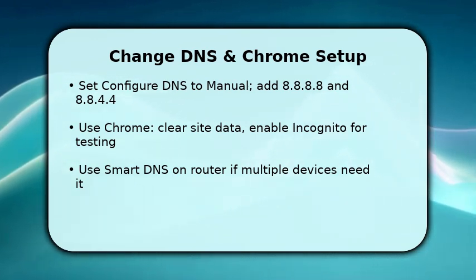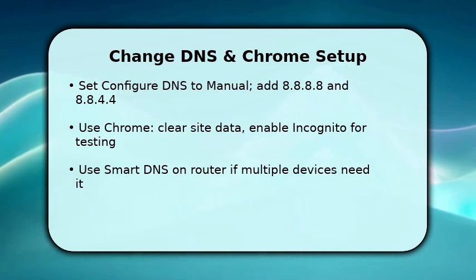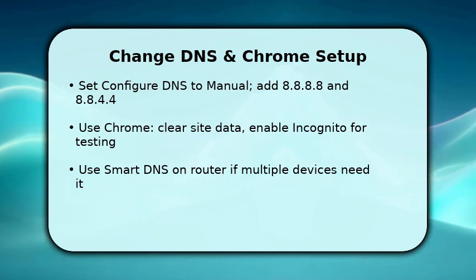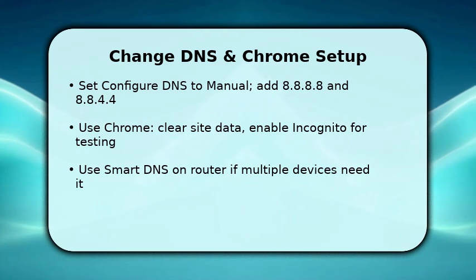Open Chrome, clear site data for the target site, and use incognito to test. This avoids cached redirects. Making DNS changes helps bypass name resolution blocks while keeping your traffic direct.